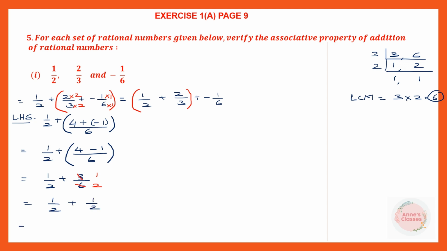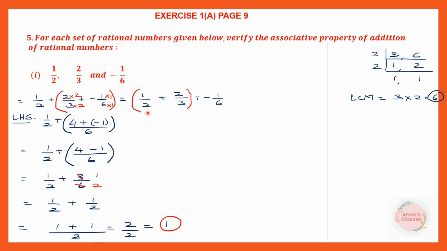Okay, so denominators are the same. So we write that as the LCM. If denominators are the same, numerators also will be the same, 1 plus 1. So 1 plus 1 is 2, denominator is 2, 2 by 2 is 1. So when we worked out the left hand side, we got 1 as our answer.